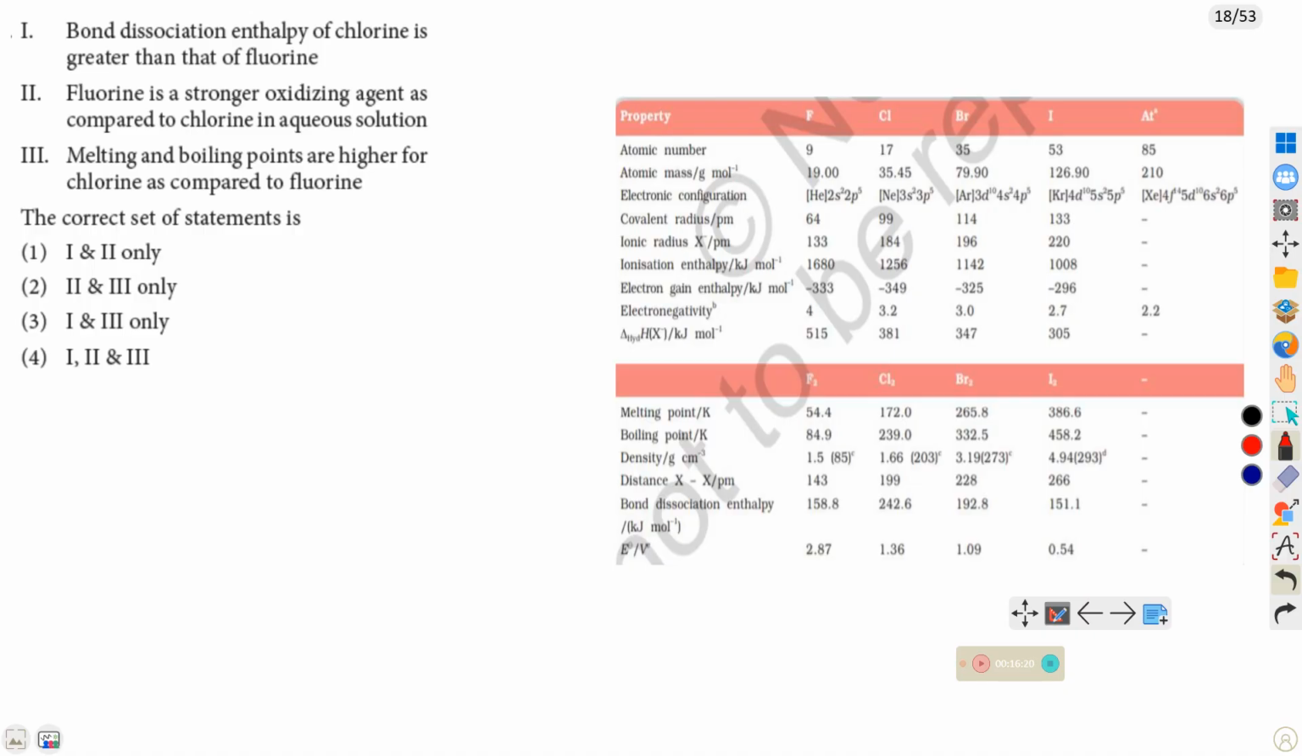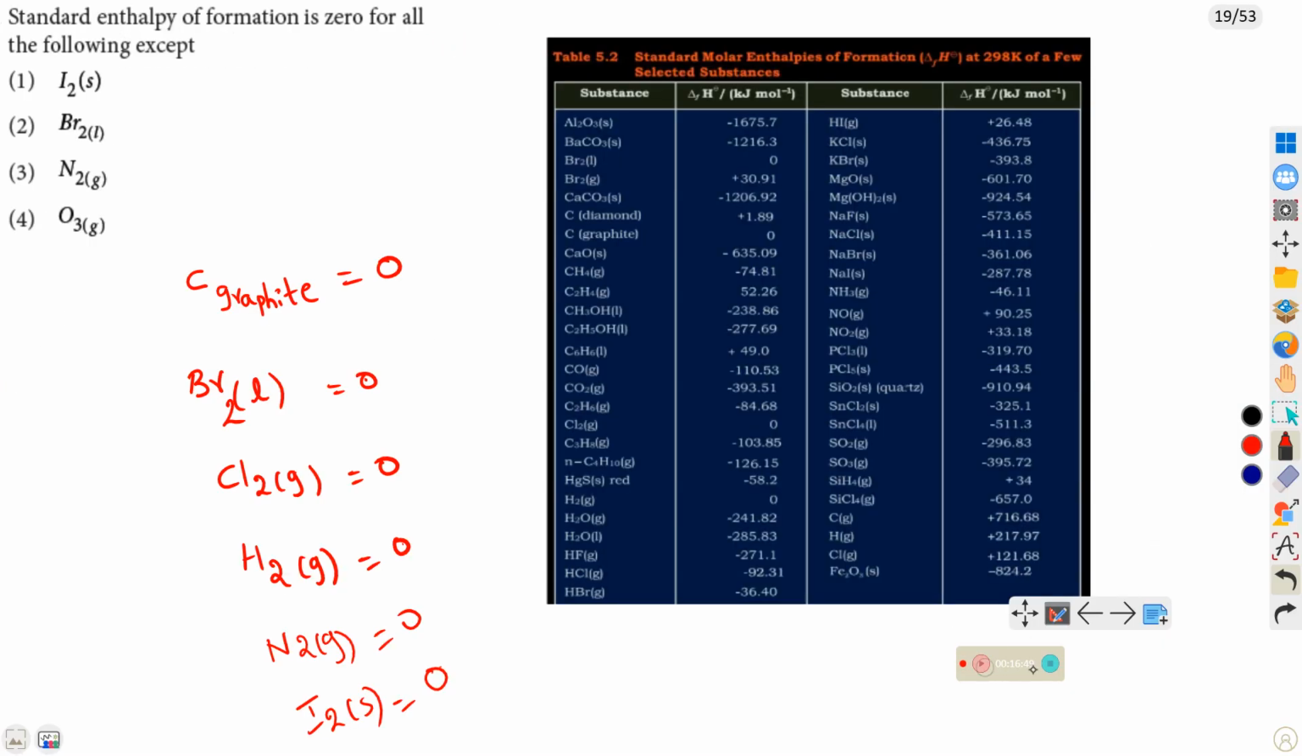Bond dissociation enthalpy of chlorine is greater than fluorine. Check it, chlorine is greater than fluorine. Correct. Fluorine is a strong oxidizing agent as compared to chlorine in aqueous solution. Correct, because its E naught value is positive, very high. Melting and boiling point values: melting and boiling points are higher for chlorine as compared to fluorine. This is also correct. All the three statements are correct statements.